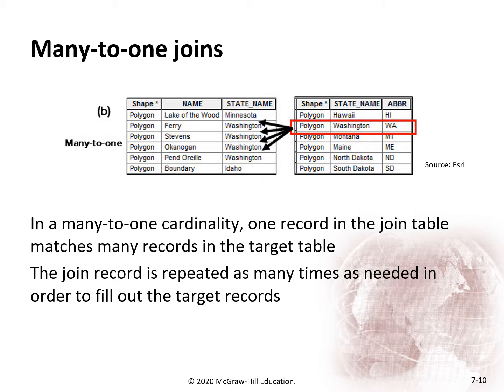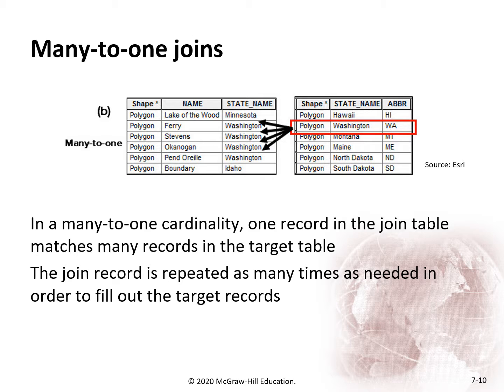Many-to-one would be, for example, in this example, you have all these different attributes that are found in Washington, and you want to attach some Washington information to it. So you have the one data set over here on the right, and you're going to join it to the many. When they say many-to-one, they're talking about one record. It is repeated as many times as needed and joined to the other.